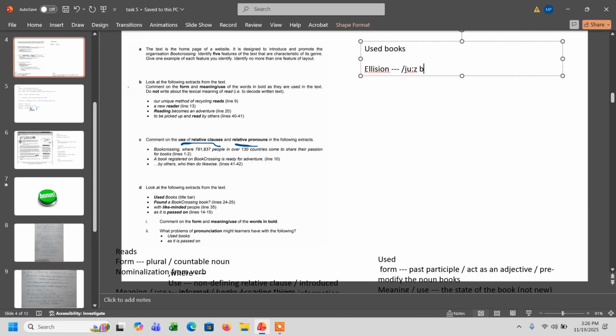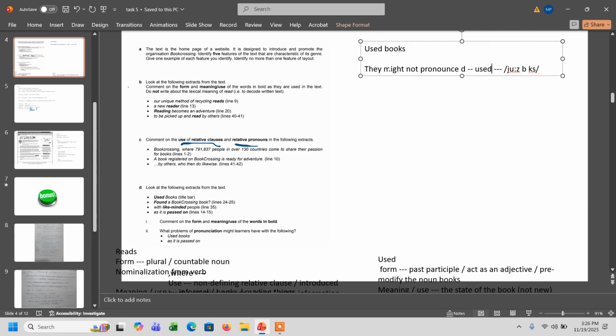Used books. Are they going to write books? No, not that one. I don't know how to type this one. Sorry. Books is okay. I don't know how to write down the sound. Maybe they accidentally forget to elide, right? They might not pronounce the D from used. They will pronounce only used books. Okay.